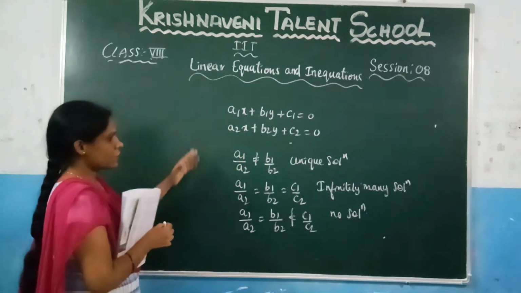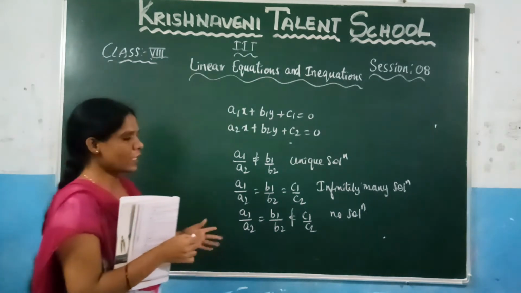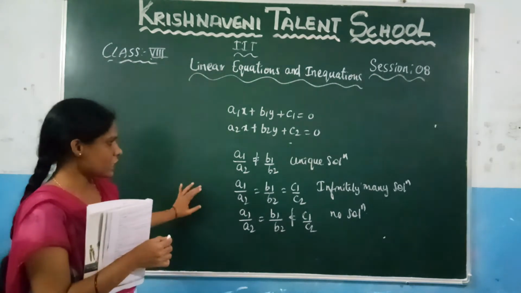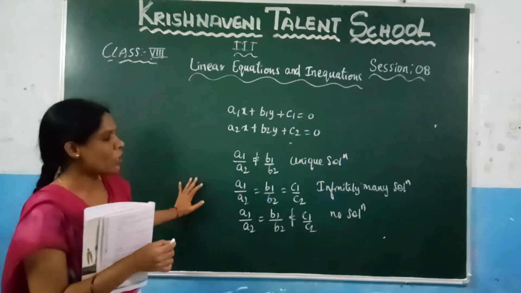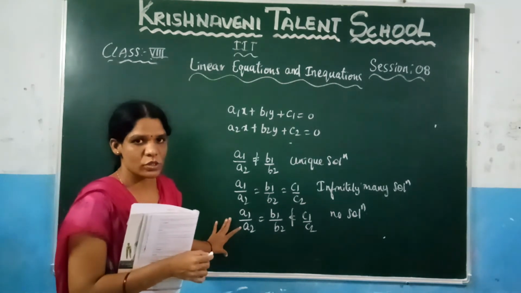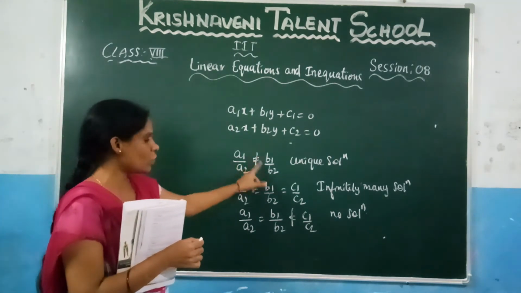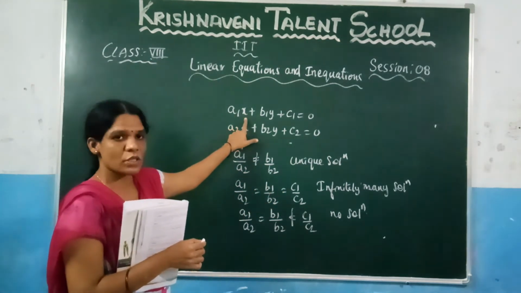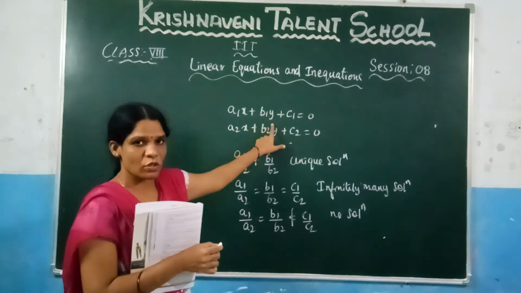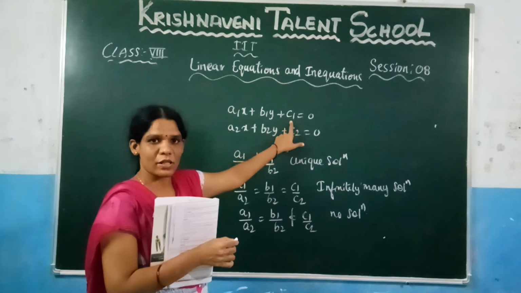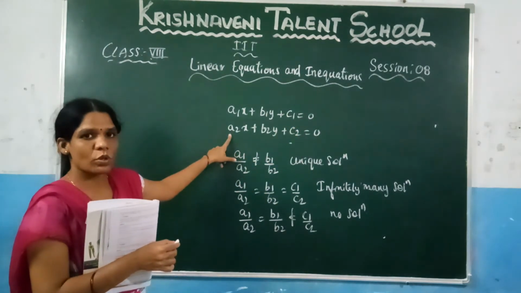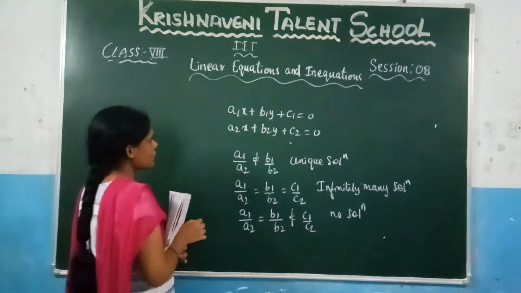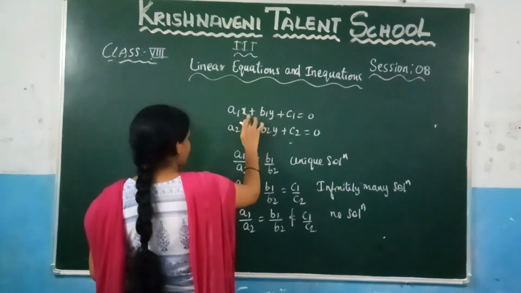If you can remember these three things, then for any two linear equations, without solving them, we can say whether they have a unique solution, infinitely many solutions, or no solution. Here a1, a2 and b1, b2 are nothing but the coefficients. a1 is the coefficient of x and b1 is the coefficient of y, and c1 is nothing but the constant. And a2 is the coefficient of x in the second equation, and so on.